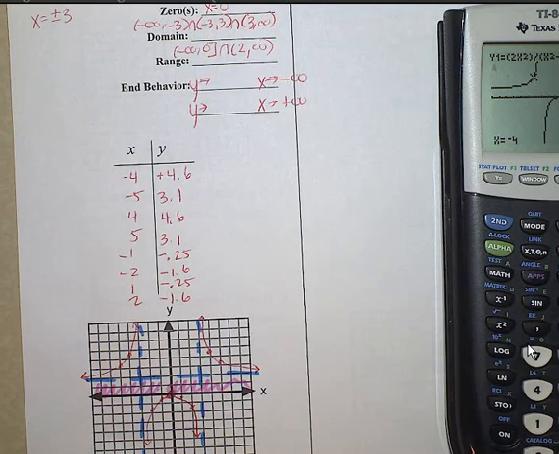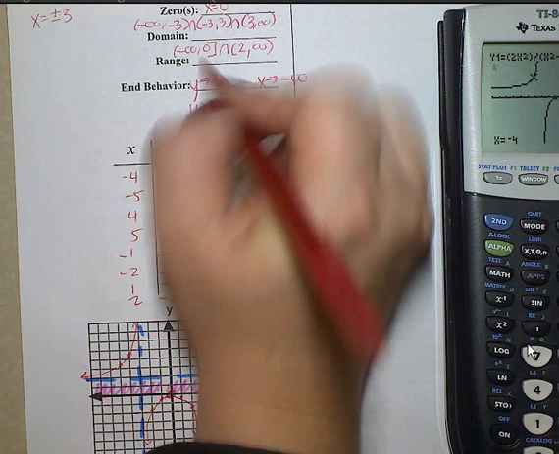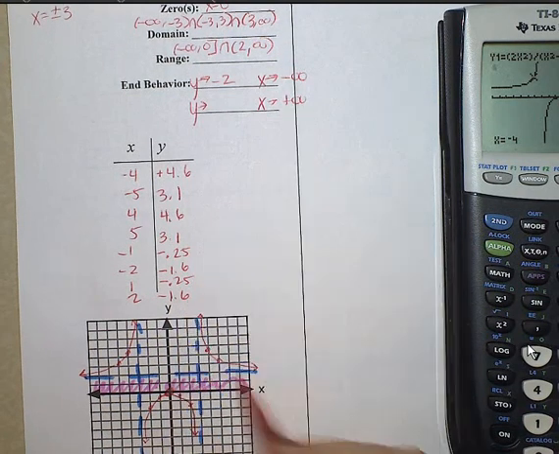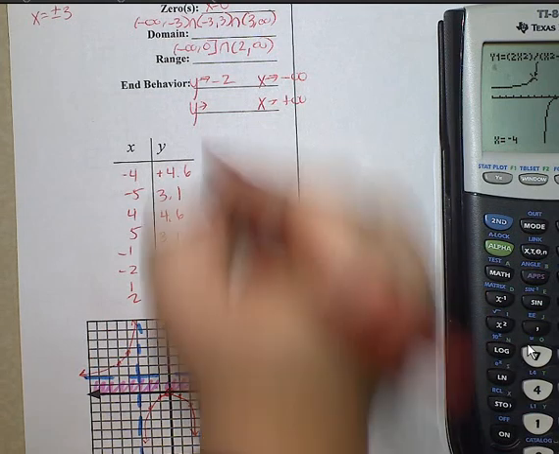Okay, negative infinity to positive infinity. As I go to the far left, it's approaching the number y equals 2. As I go to the far right, it's approaching the number y equals 2.